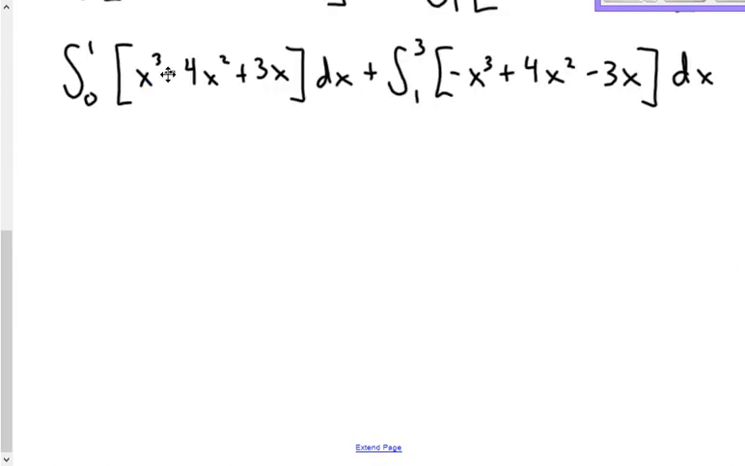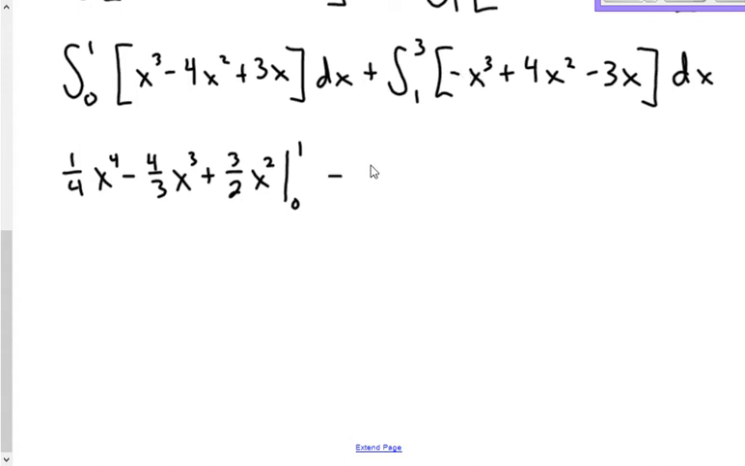So now when I integrate this, I'm going to get x to the fourth over 4, or 1/4 x to the fourth, minus 4x cubed over 3, 4/3 x cubed, plus 3x squared over 2, or 3/2 x squared. And I'll do that from 0 to 1. Okay. Now here it's going to be plus, and I'm going to get a negative. Integrate the x cubed, I get negative 1/4 x to the fourth. And then positive 4/3 x cubed.